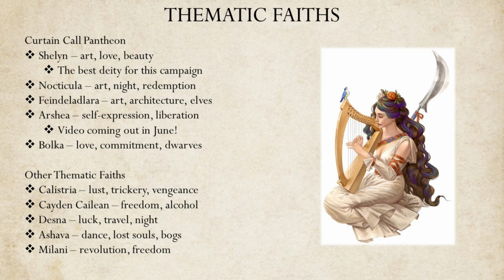Beyond Shelyn, a number of deities focused on art and artistic creation could fit nicely into this story. Nocticula is the recently ascended goddess of art, redemption, and the night. As a former demon lord, her faith plays host to those seeking to walk away from their past misdeeds and start a new life as creatives. Her interest in art focuses on being true to one's self and using art to express deep personal connections.